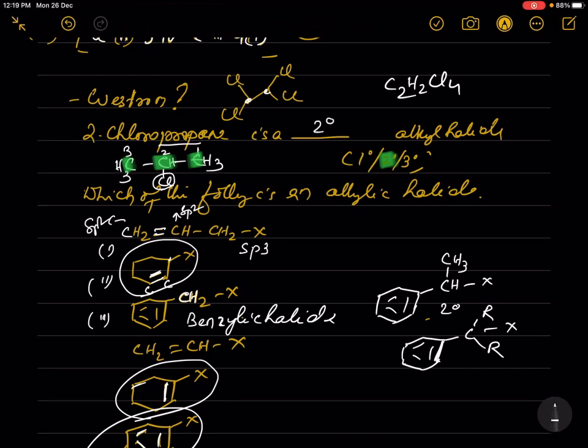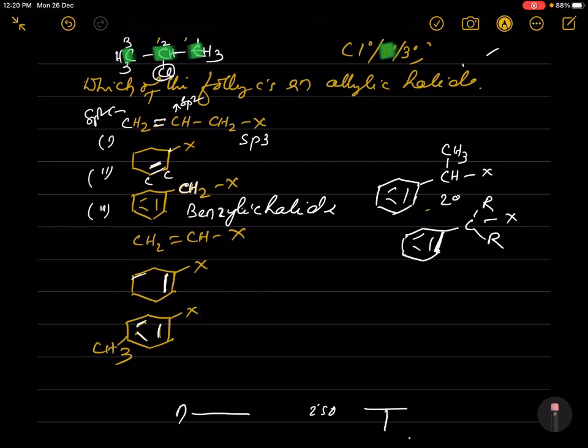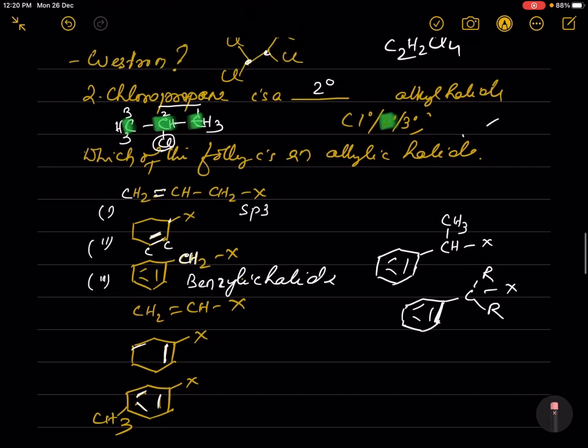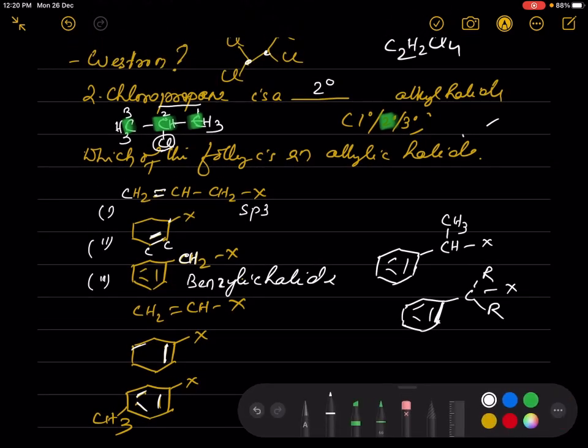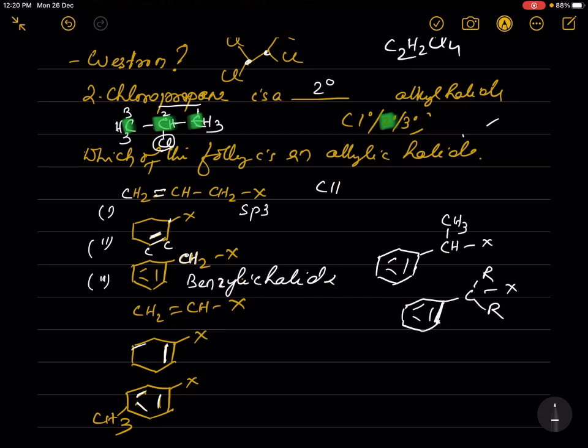Which of the following is an allylic halide? You see, there are so many compounds there. You have to find which one is an allylic halide. You see, obviously the first one is an allylic halide. The structure is like this: CH2 double bond CH, CH2X. This is an allylic halide. The halogen atom is attached to an sp3 hybridized carbon, then a carbon-carbon double bond. You can draw it in bond line structure like this also.